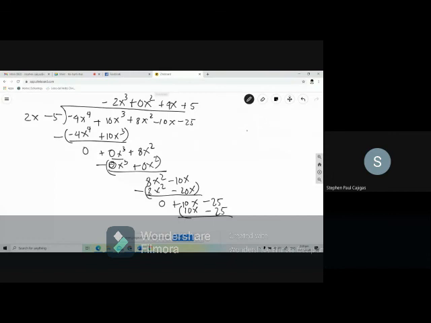So 10x minus 10x, so 0. 25 minus negative 25, that's also 0. So this is our final answer, negative 2x cubed plus 0x squared plus 4x plus 5. Or you can rewrite it as negative 2x cubed plus 4x plus 5. So we can write it here, or we can also include the 0.